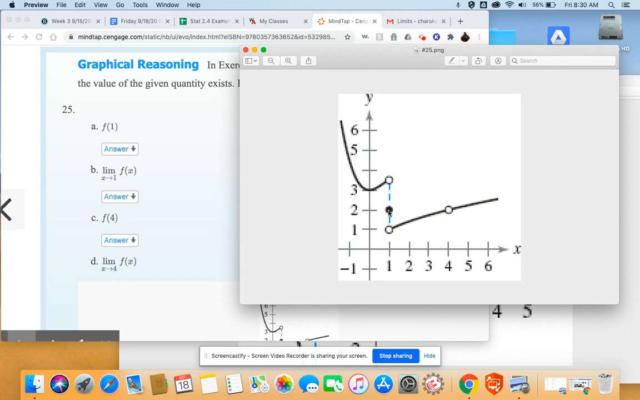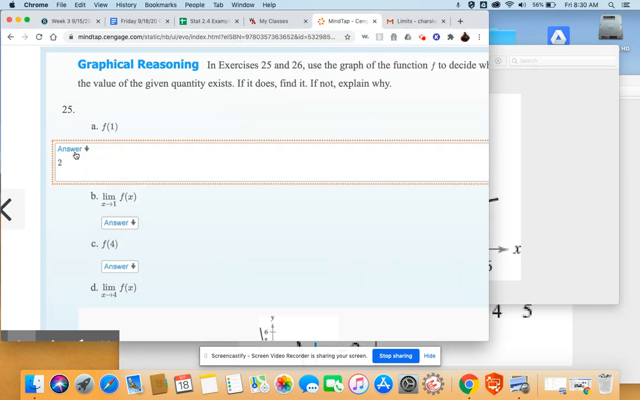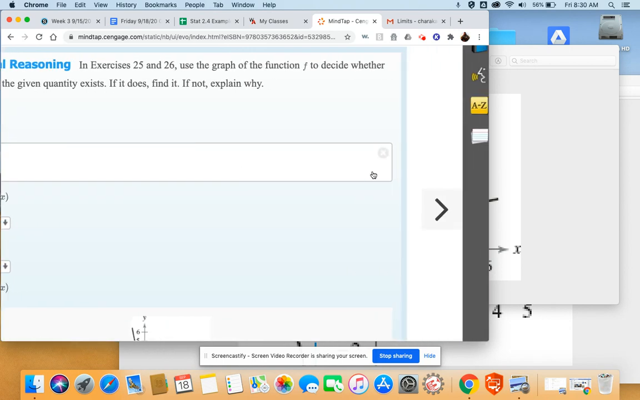we also have an open circle here. Well, we do have a closed circle, okay? And that circle is at a y value of 2. So when x is 1, the y value of the function is 2. And I'm sure if we drop this down here, it's going to tell us, yeah, the answer is 2. How do we get rid of that? Over here. There we go.